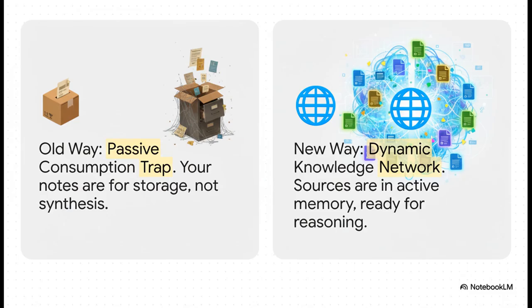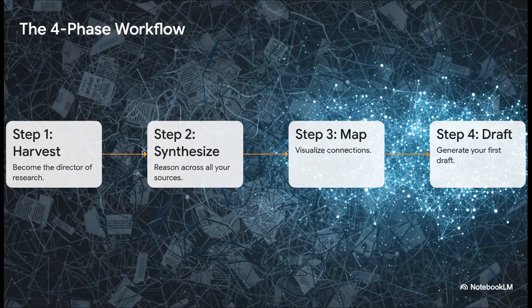And this right here, this gets to the absolute heart of the problem. The old way, it's a passive consumption trap. Your notes are basically built for digital storage, not for actual thinking. But the new way, that creates a dynamic knowledge network. All of your sources are held in active memory, just ready for you to reason across them. And that shift, that is exactly why that aha moment is so hard to find with the old method. So how do we build this dynamic network? Well, it's a 4-phase workflow. It's designed specifically to move you from being a passive consumer of information to an active synthesizer of knowledge. So let's jump into phase 1.